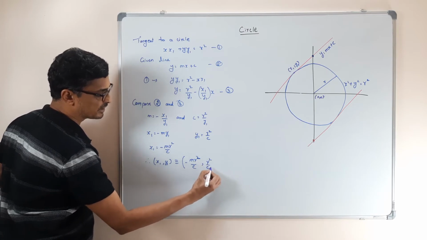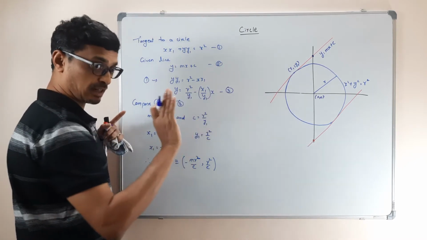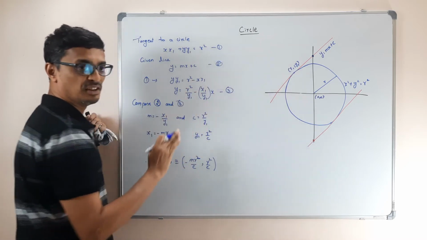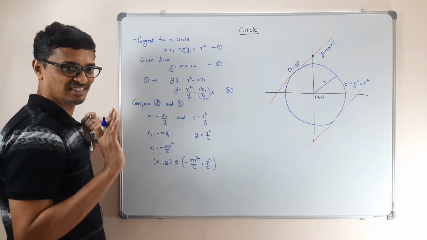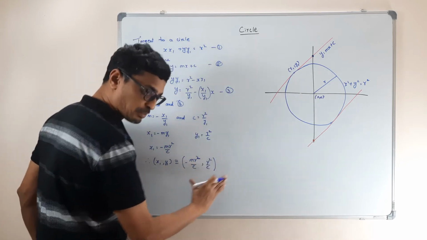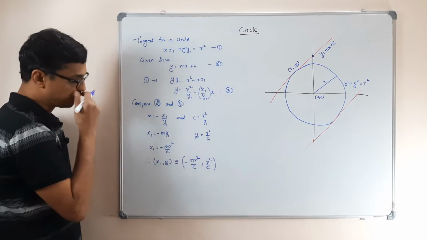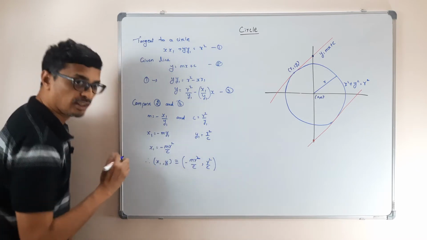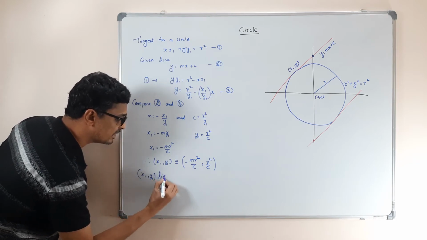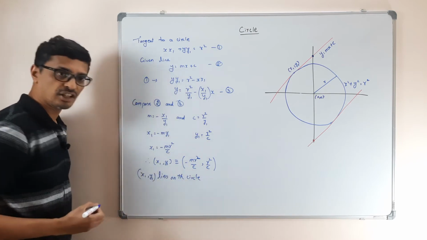Okay, so if this line, we have not yet proved, if this line would have been a tangent, this is the point of intersection. So first we have to prove, though we got this point of intersection, we have to first make sure this line is a tangent. So this point x1 comma y1 lies on the circle, so it should satisfy the equation of the circle.